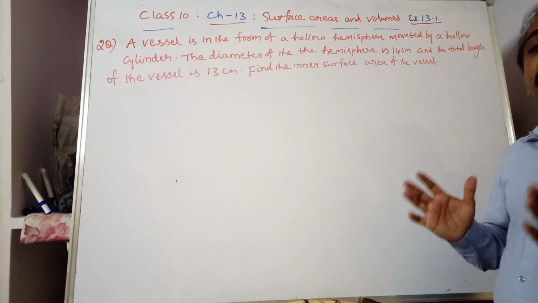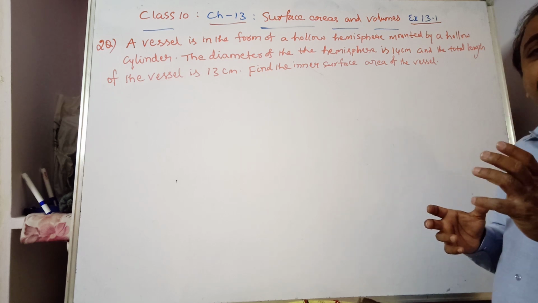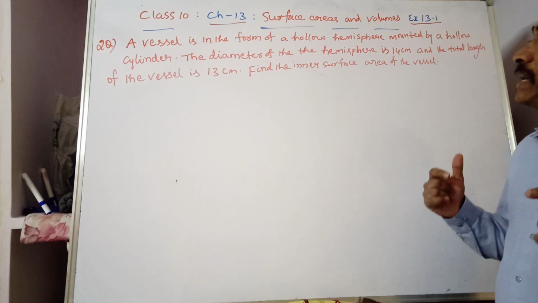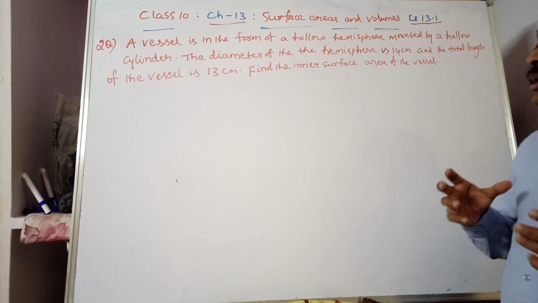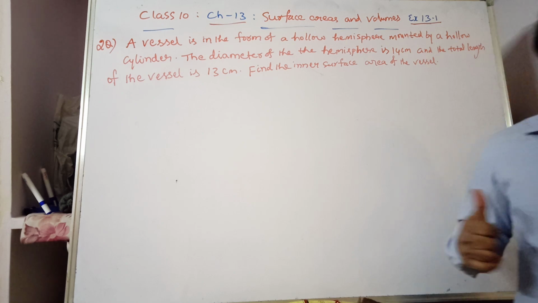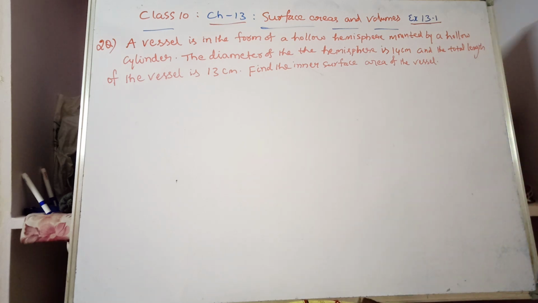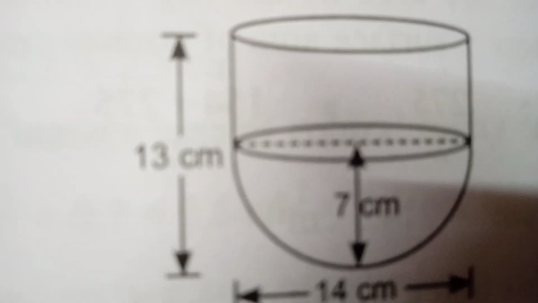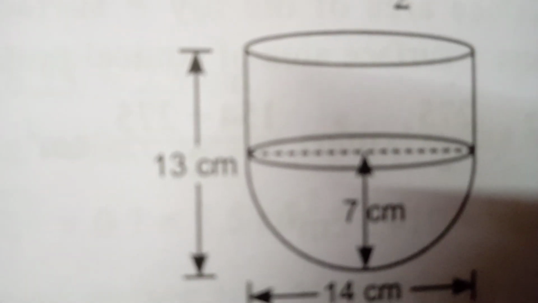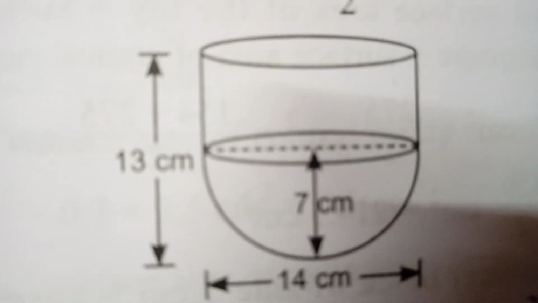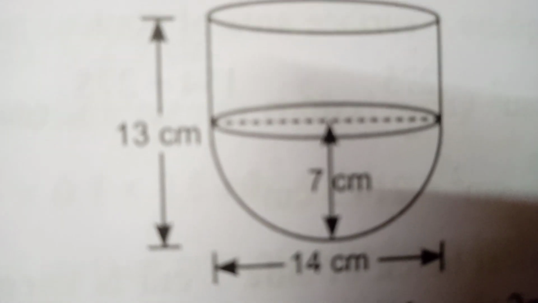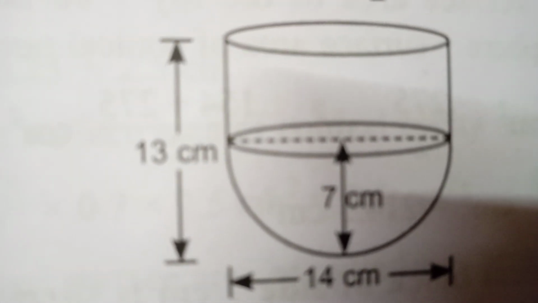So here is a combination of two solids. What are those? One is a hemisphere and one is a cylinder. Both are hollow, a hollow hemisphere and a hollow cylinder. Let us see the diagram. One is a hemisphere and on that a cylinder. This is the figure which we need to draw as per the question.